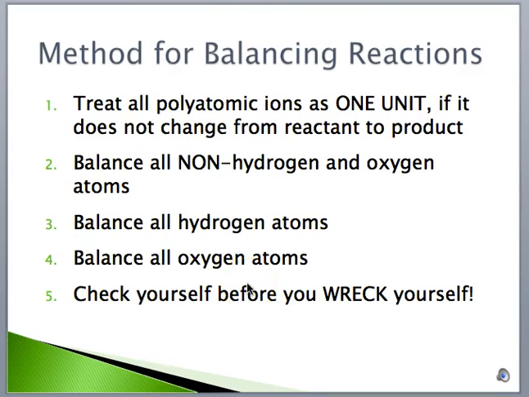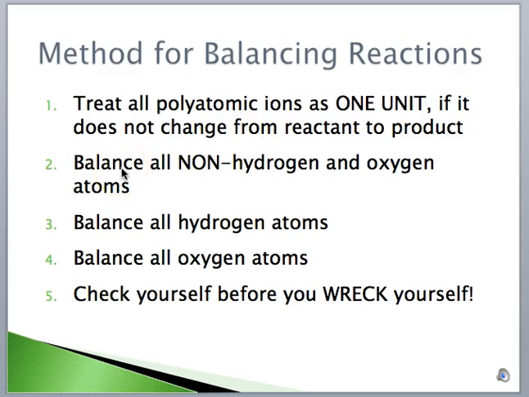Okay, anyway. The method is really straightforward. You're going to treat all of the polyatomic ions as one unit if it does not change from the reactant side to the product side of the equation. If you see sulfate, SO4 2-, in some kind of reaction on the reactant side, you better have the SO4 2- with something else on the product side. If it does not change, then you keep it.